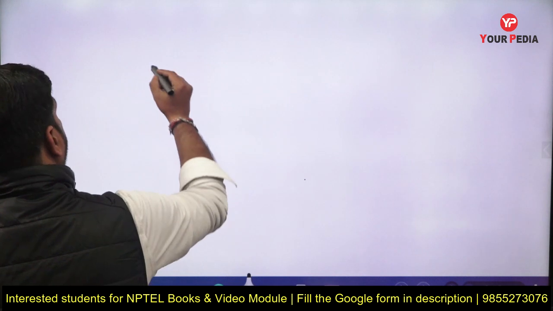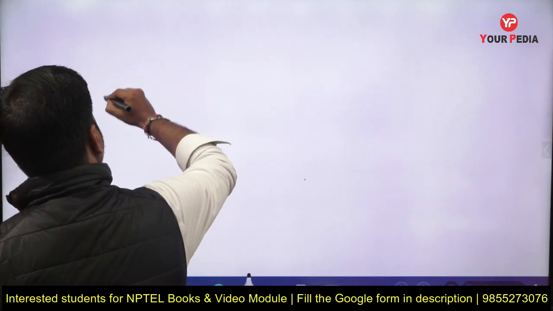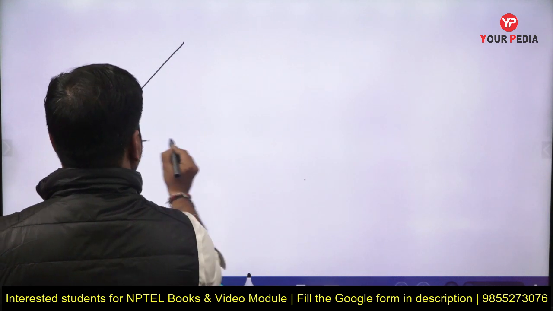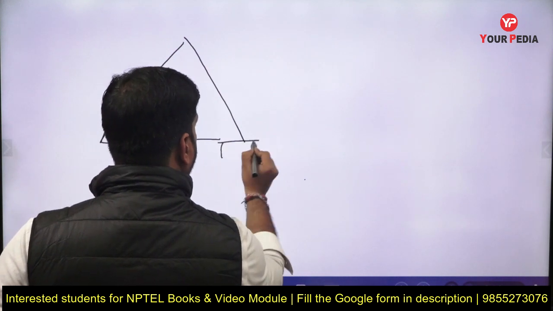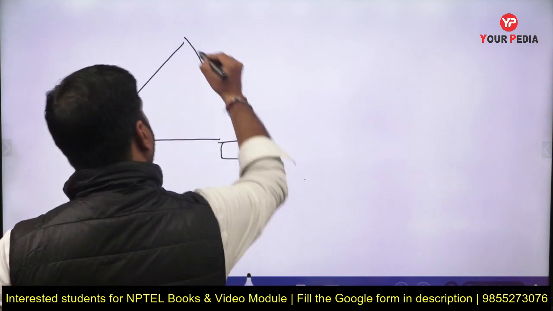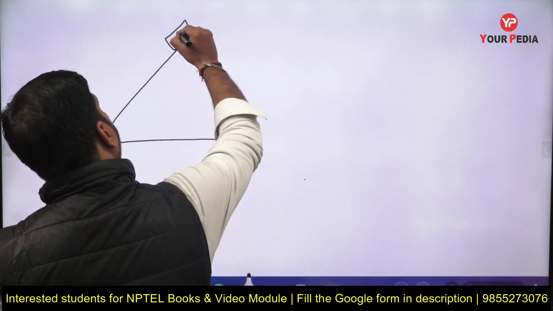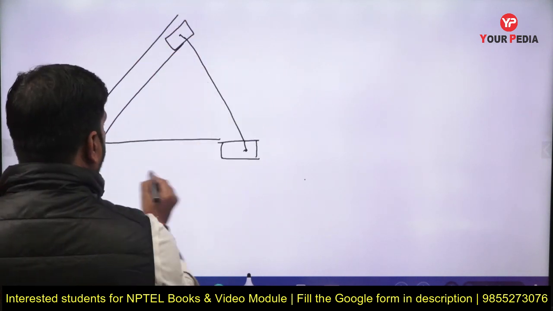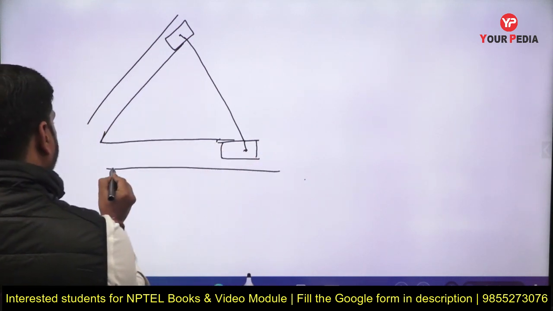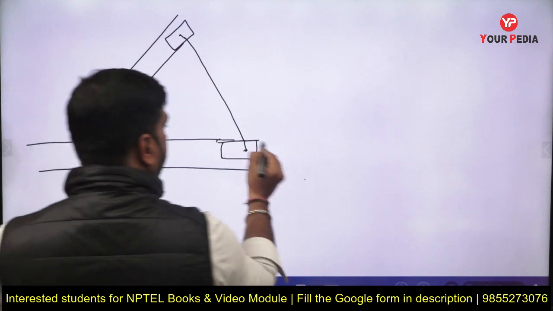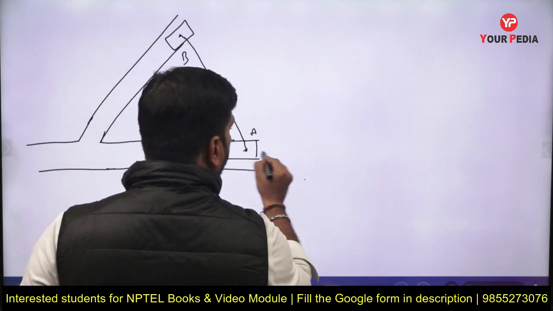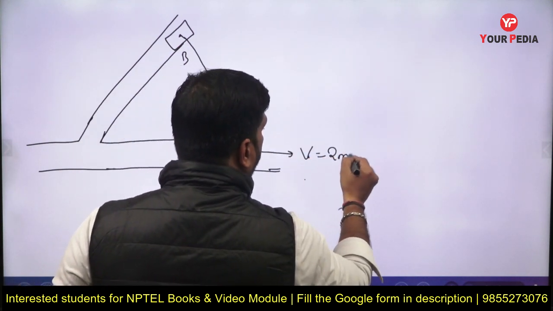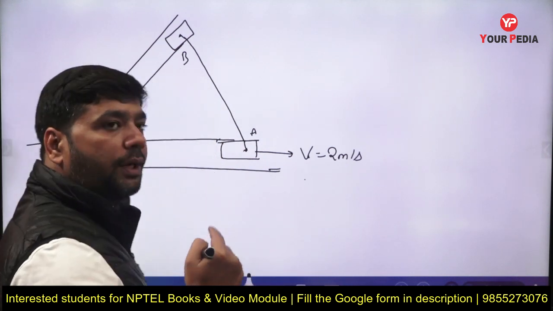Here the diagram is, this is what the diagram looks like. This is basically the diagram. This is a point A and this one is a point B, and A is moving with the velocity of 2 meter per second, and we have to just find out the omega of the AB.